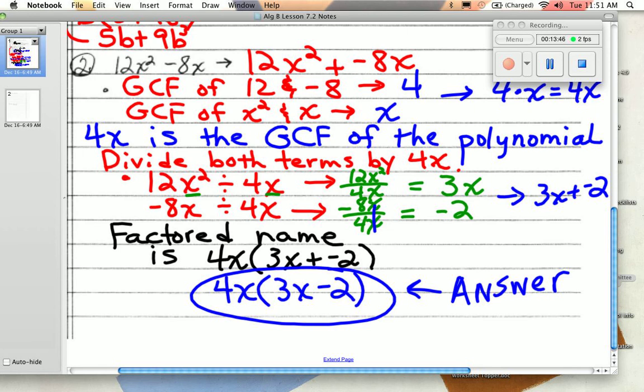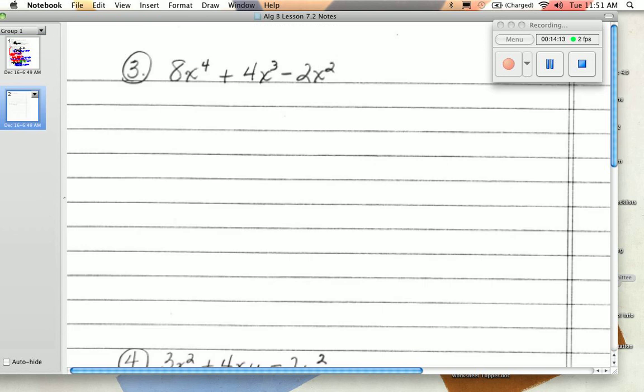But if we want to make sure we have a good factor name for it, then we can multiply it back out and see if we get back where we started. We don't have to do that. I'm just showing you that's how you can check to see if you have a good factor name. Questions, concerns before we move on to trinomial? Okay, let's go to the back side and look at this trinomial one.